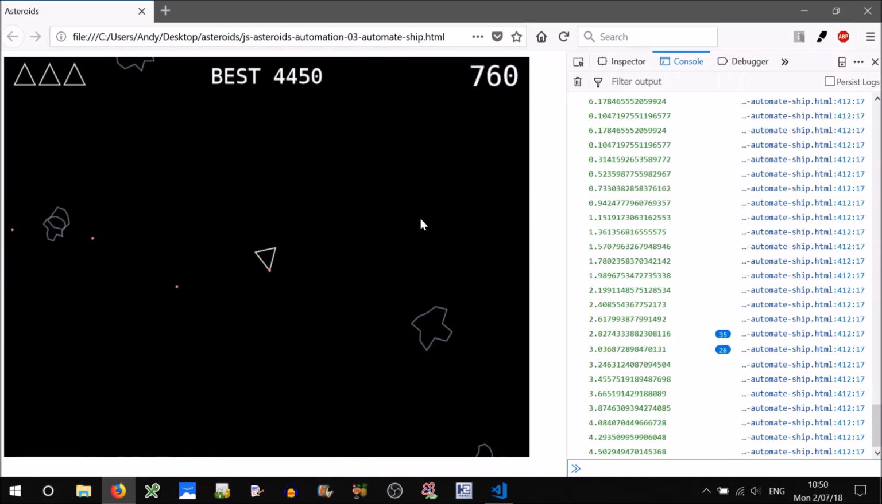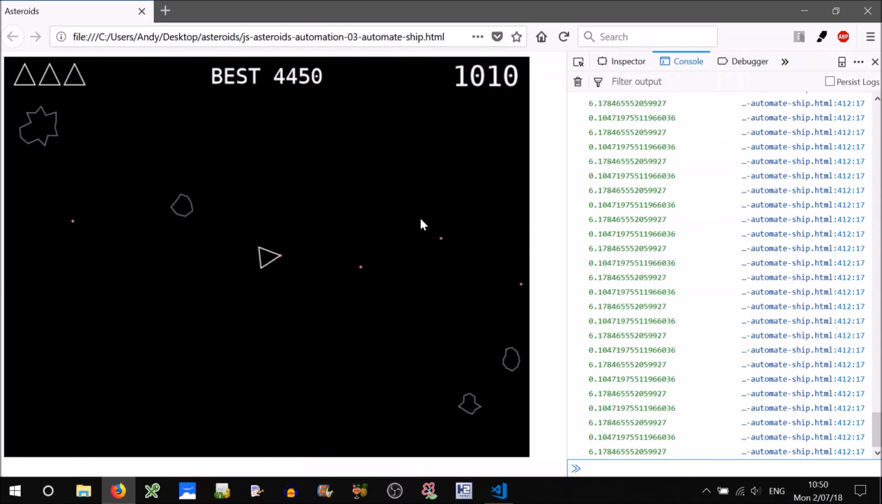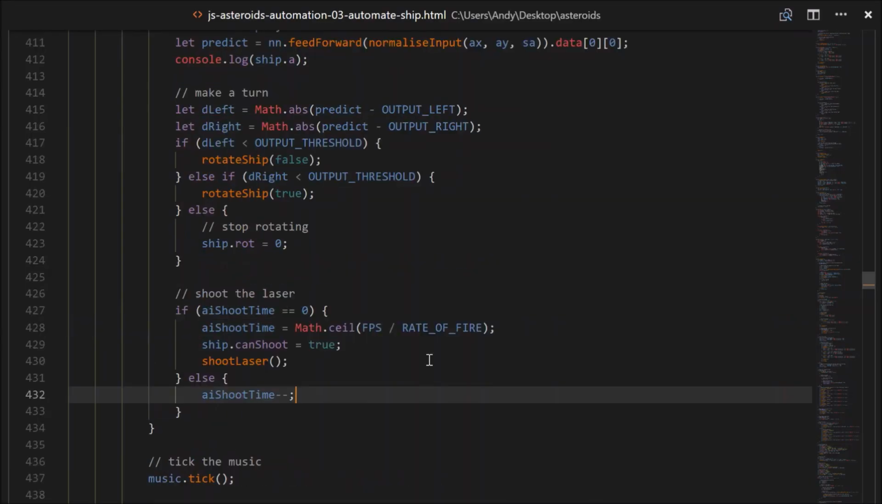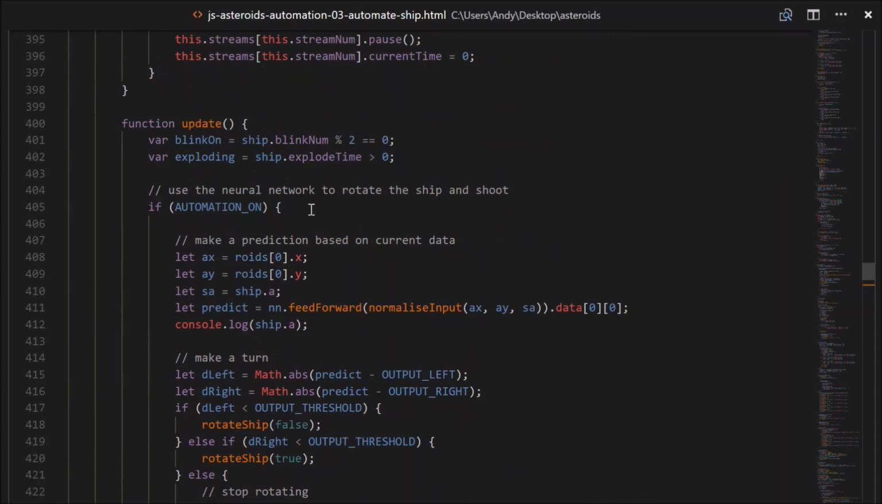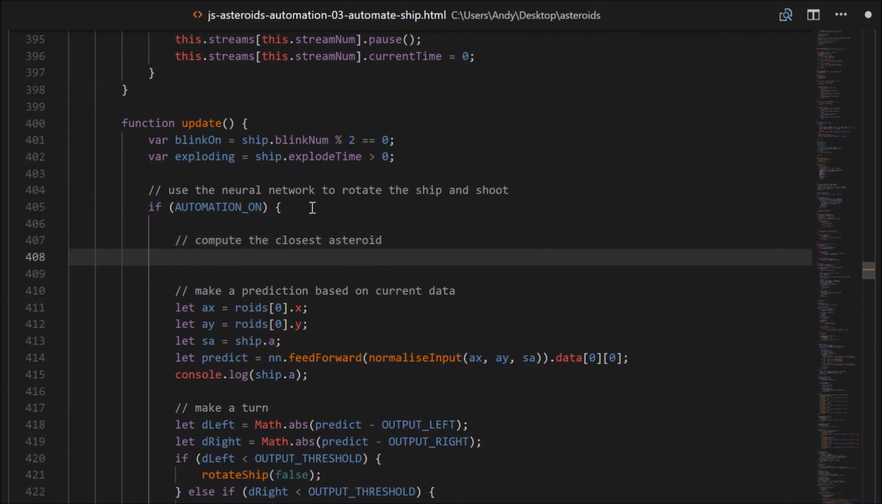So how about we program it to target the closest one? So head back into our update function. So compute the closest asteroid. We'll need to keep track of the index, so how about we just make a variable called, say, let C equal 0. So this will be the closest index in the array.